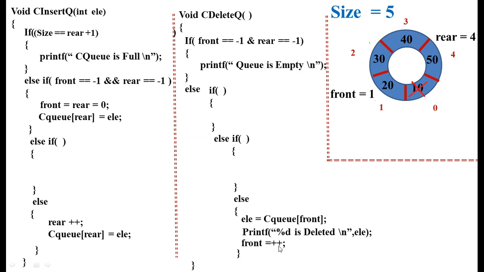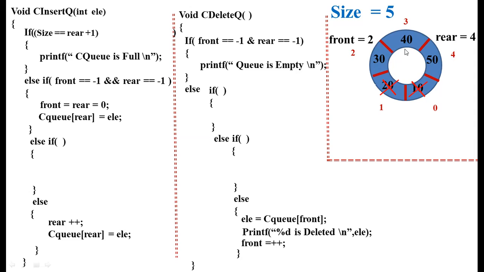Suppose now we are deleting one more element. The same story repeats. Now 20 will get deleted and the front becomes 2. So now the front is pointing to this particular location, location number 2.